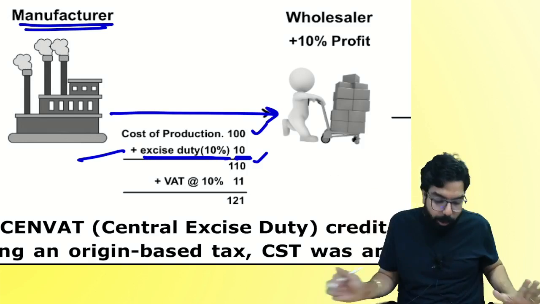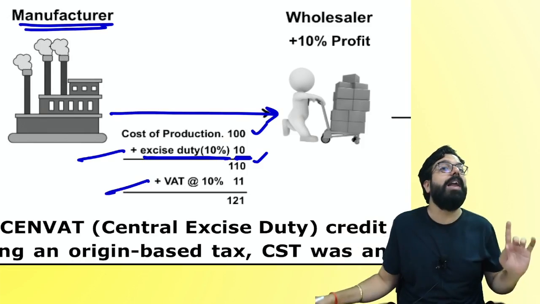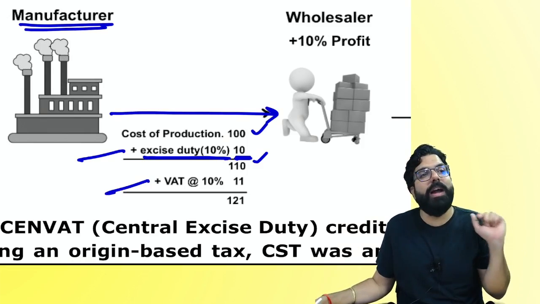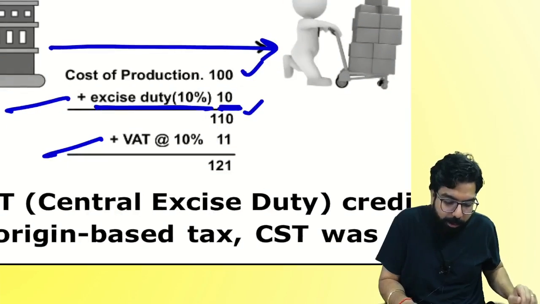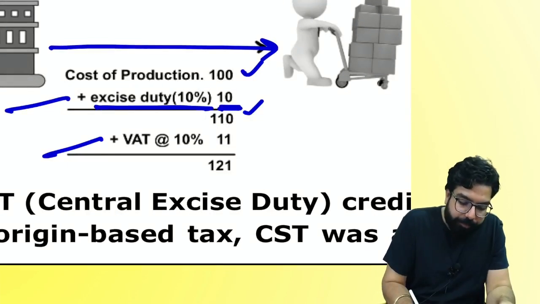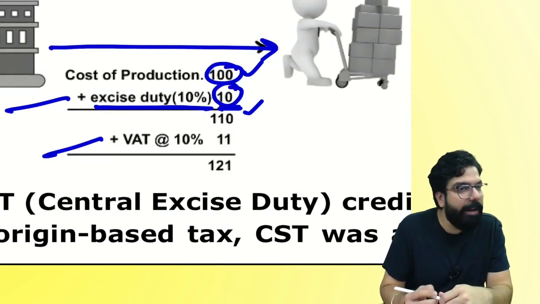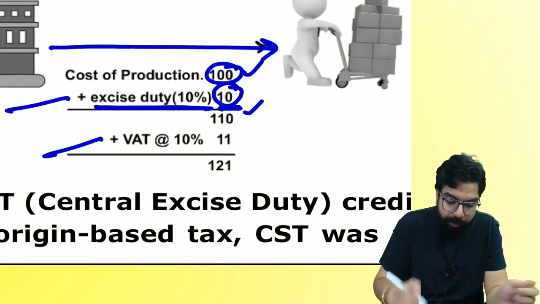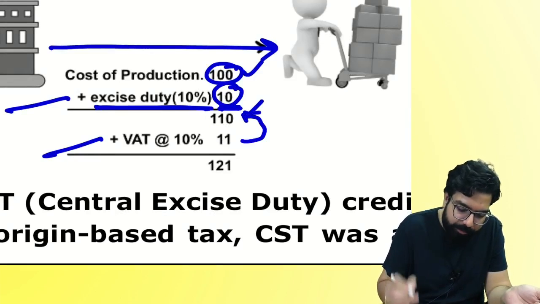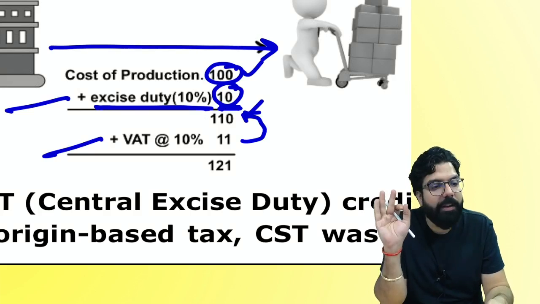Now, whenever the manufacturer used to sell, the first tax he paid was excise duty, because on manufacturing, what was there, everyone? Excise duty. When you go ahead and sell, you have to charge value added tax. Earlier, what was there, everyone? Value added tax. Now, you tell me one thing. On 100 rupees, excise duty came to 10 rupees. 110. On 110, VAT is how much? 10%, which is 11 rupees.